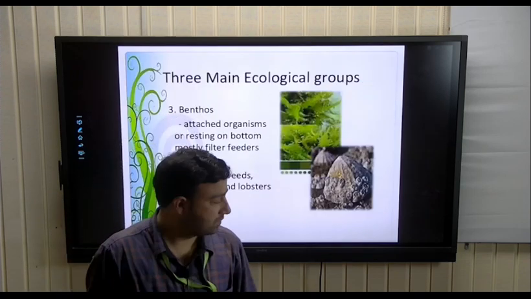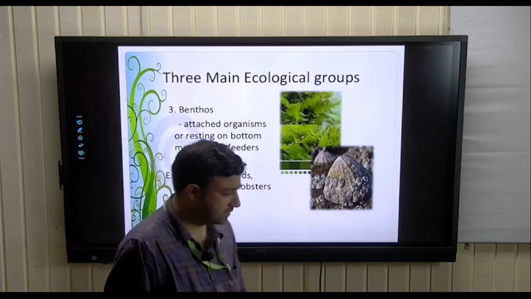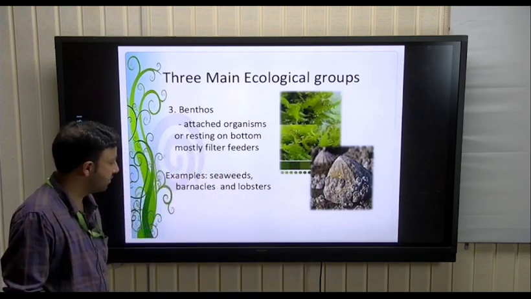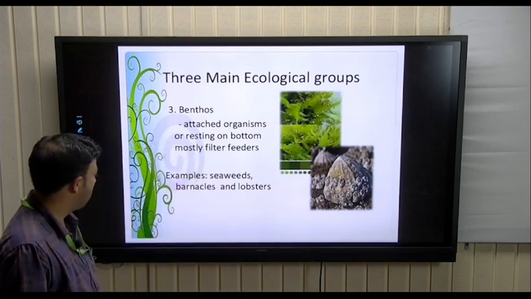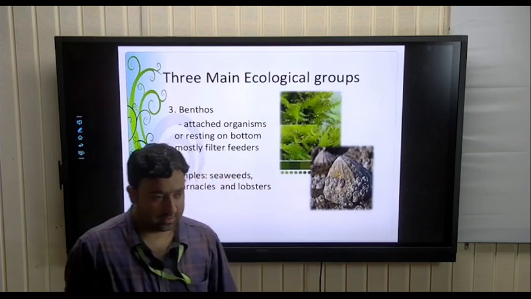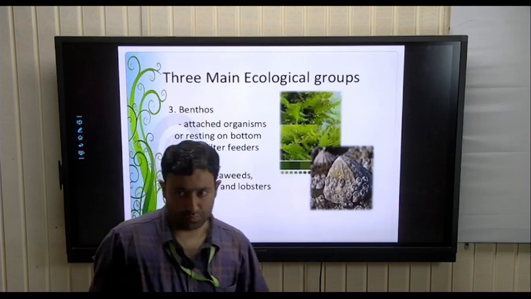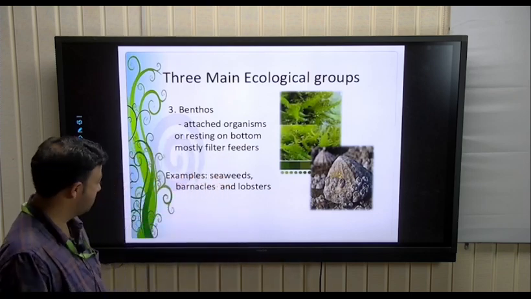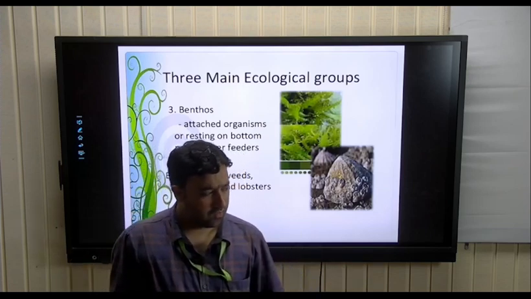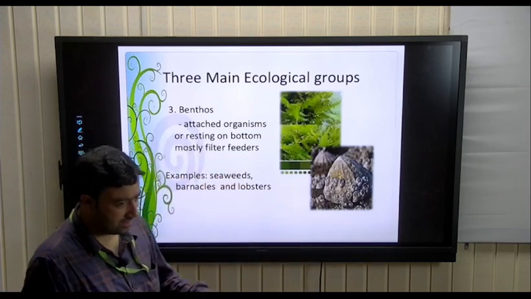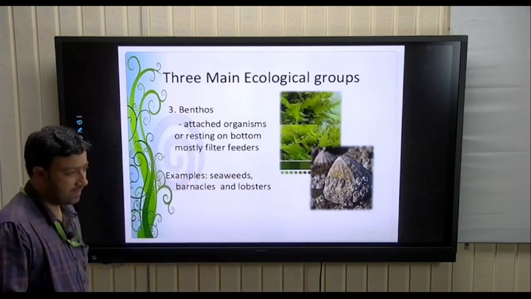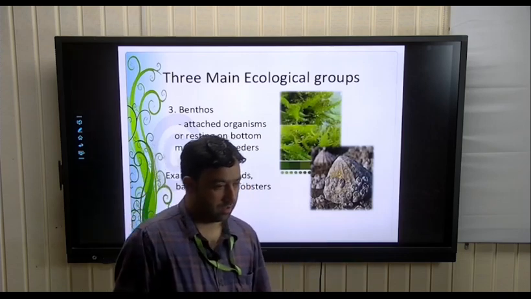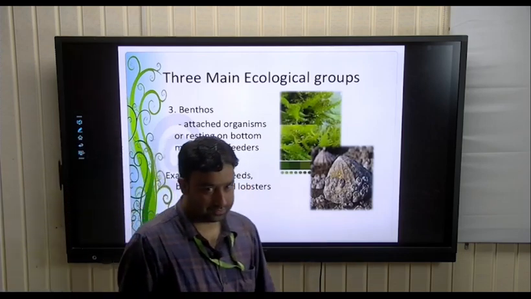Number three, benthos. Benthos are the attached organisms or those resting on the bottom, mostly filter feeders. For example, seaweeds. Seaweeds are commonly known as a group of marine organisms living in the oceans, rivers, and lakes. Barnacles are a type of arthropod. Their age varies between species, whether they have a shorter lifespan or a longer lifespan.